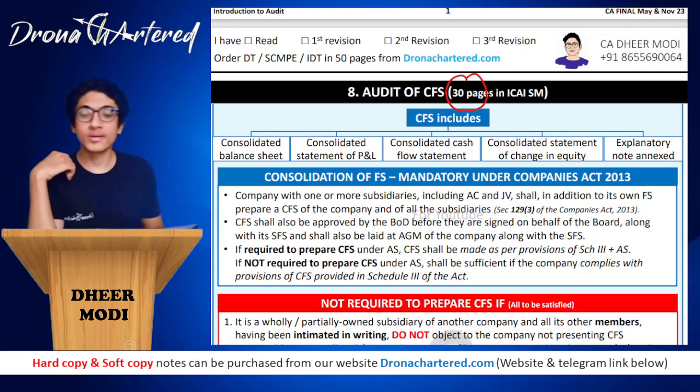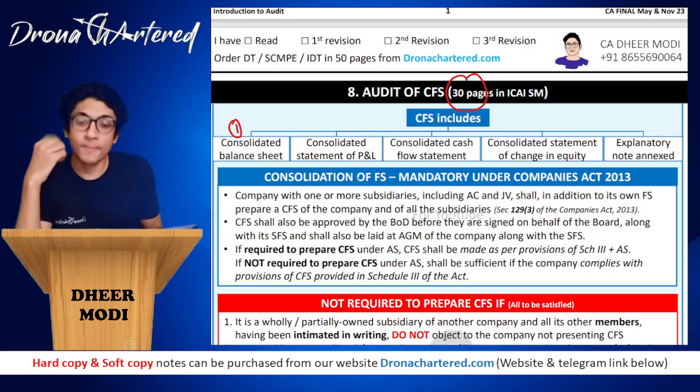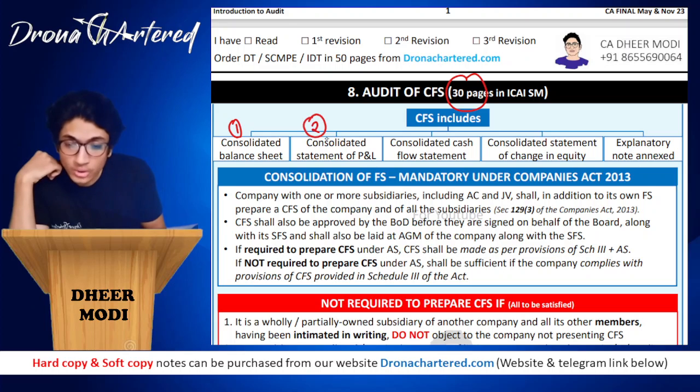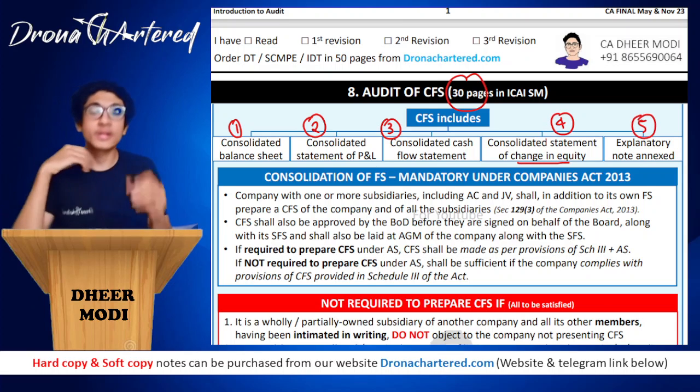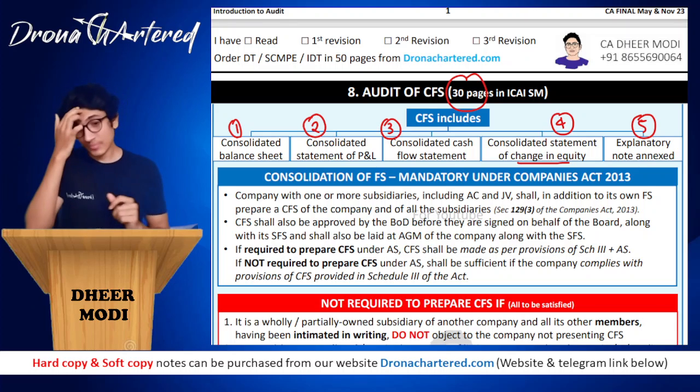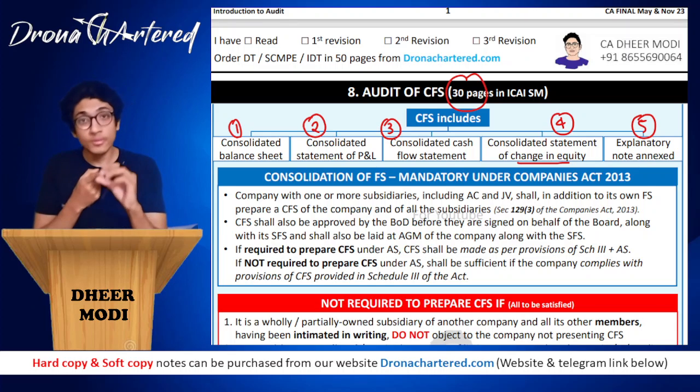What you have to understand first of all is that your CFS includes your consolidated balance sheet, then your consolidated P&L, third your consolidated cash flow statement, fourth your consolidated statement of changes in equity, and fifth all explanatory notes that are attached with the CFS. So all of this becomes part of your CFS.